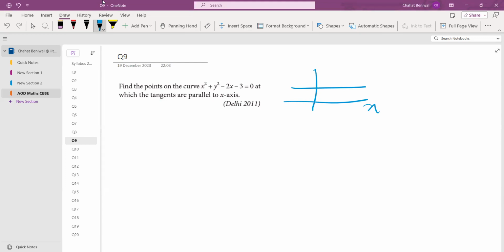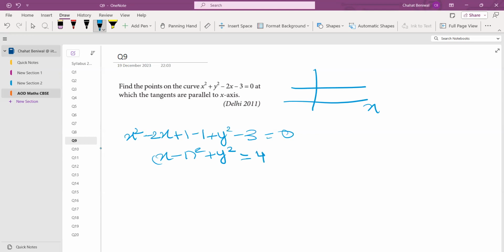Let's start. So there is one curve. Okay, let us analyze this curve. It's a circle. x squared minus 2x plus 1 minus 1 plus y squared minus 3 is equal to 0. So (x minus 1) whole squared plus y squared is equal to 4.